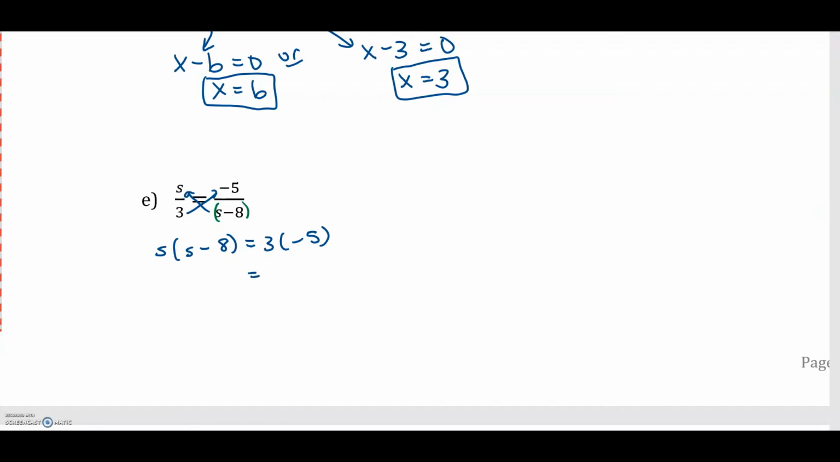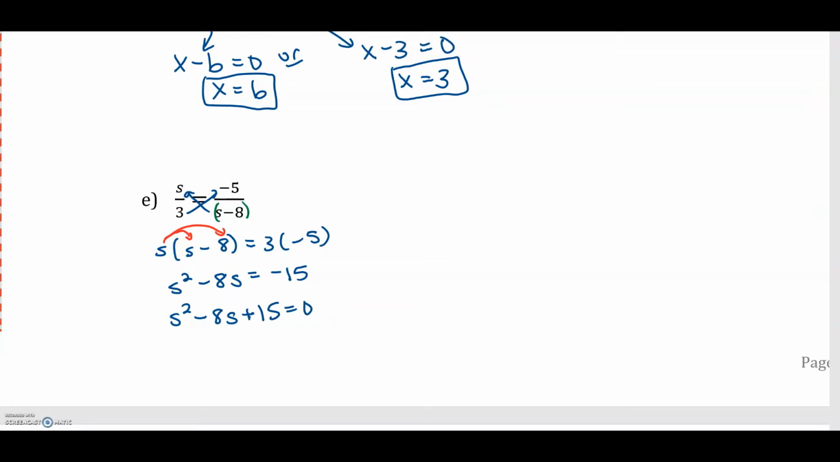This reduces, or I guess you can expand it, to be equal to s squared minus 8s. Just as a reminder, I expanded the s into the brackets on the left-hand side of the equation. Now we have a quadratic equation. But before we can proceed with factoring, we need to make sure that we bring all the terms to one side of the equation.